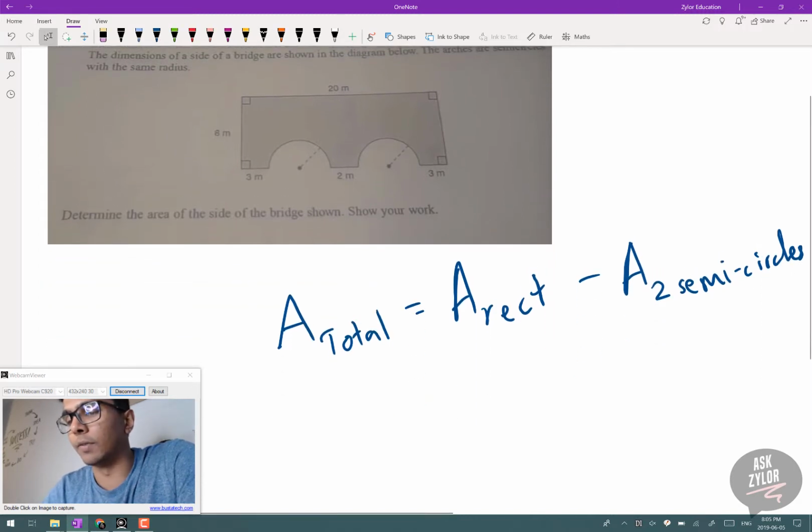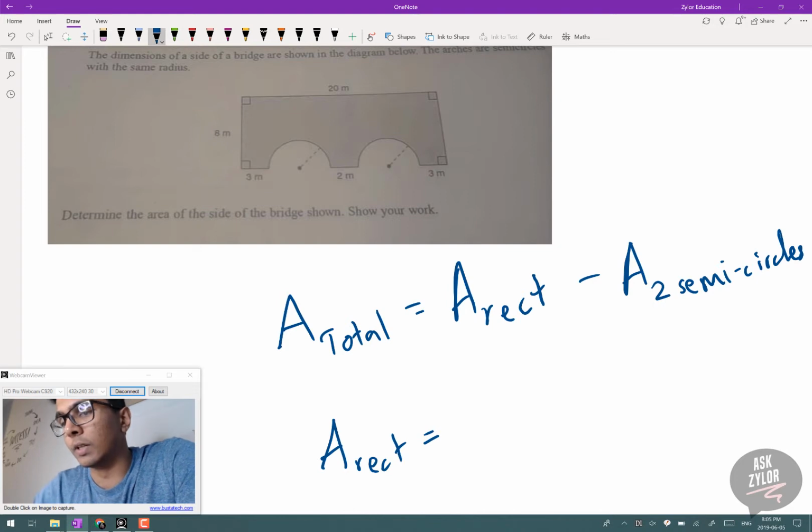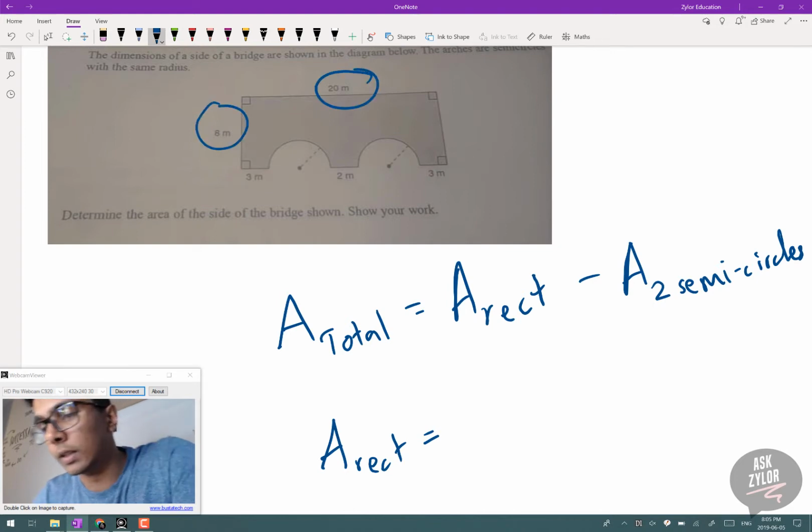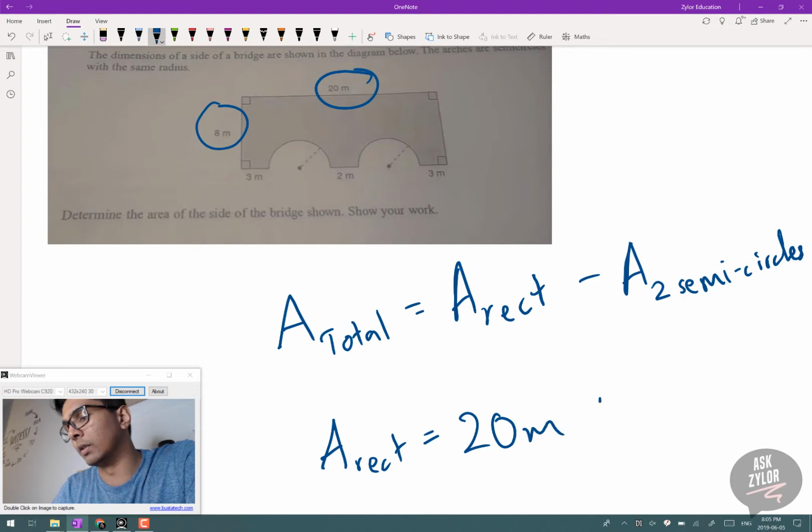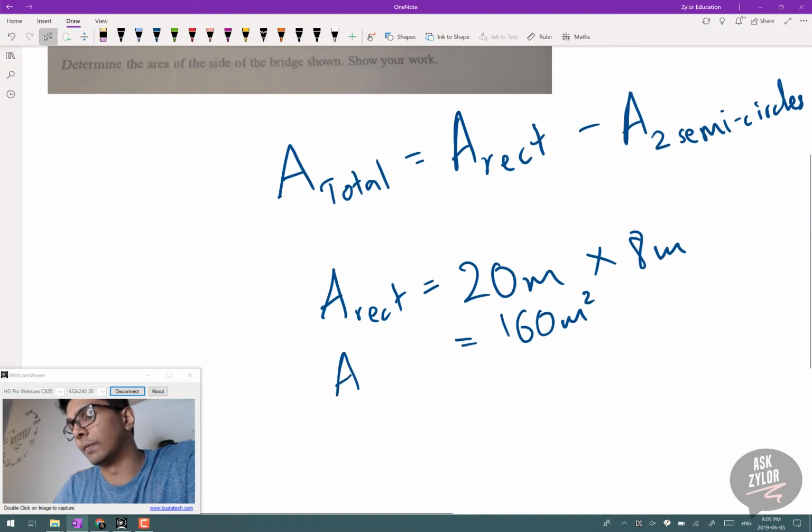Okay, so let's go ahead and find the area for the rectangle. That is pretty easy. It's just 20 meters is my length. My width is 8 meters. Right, so I'm just going to do 20 meters times 8 meters to give me 160 meters squared as my area of my rectangle.